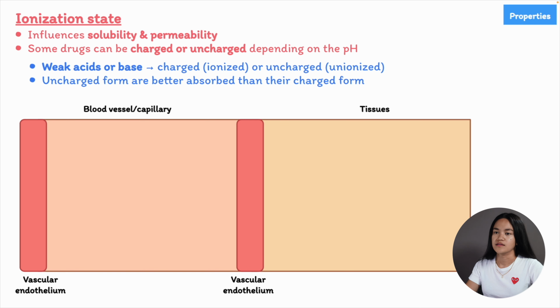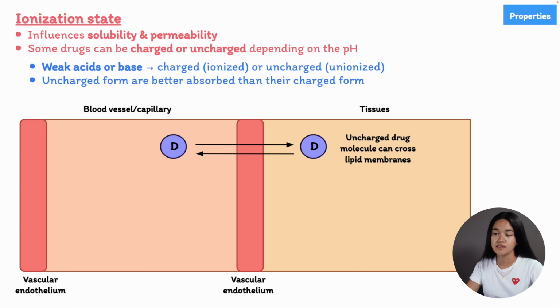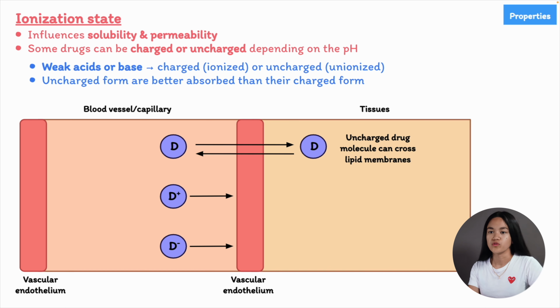Here we have an uncharged drug molecule that can cross lipid membranes. So this means that when the drug is in the blood vessels or blood capillaries, it will be easier for this molecule to cross the barrier into the tissues. So as a result, it's going to be better absorbed and distributed compared to charged molecules. On the other hand, a charged molecule can be positively charged or negatively charged, and as a general rule, we're going to say that charged molecules hardly cross through lipid membranes. So they're going to be less distributed and less absorbed.